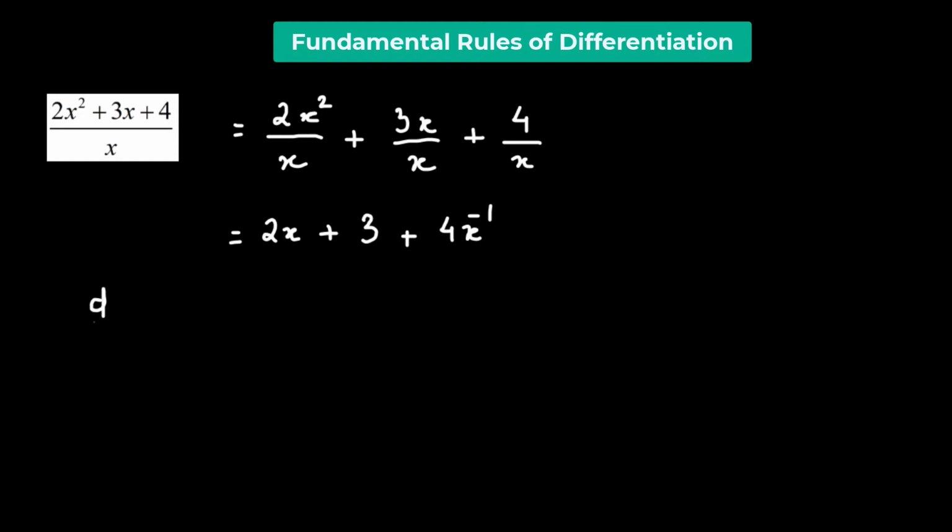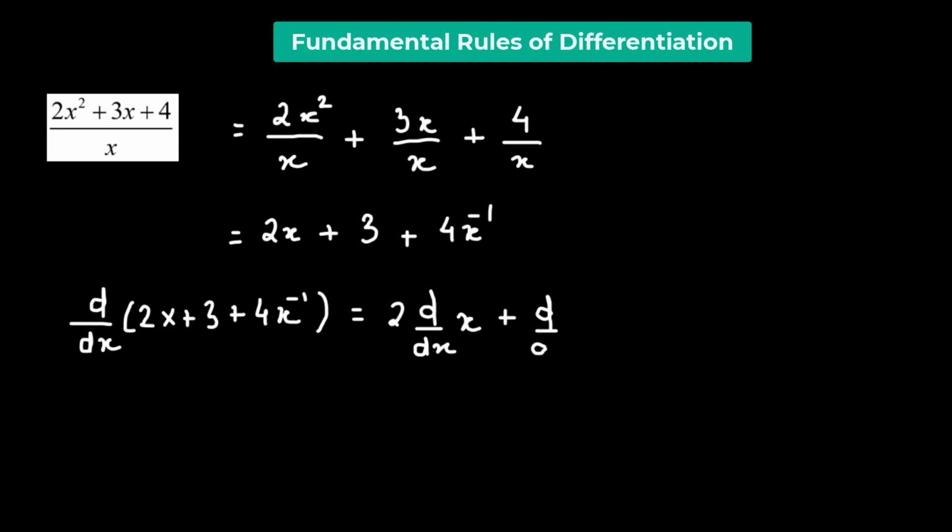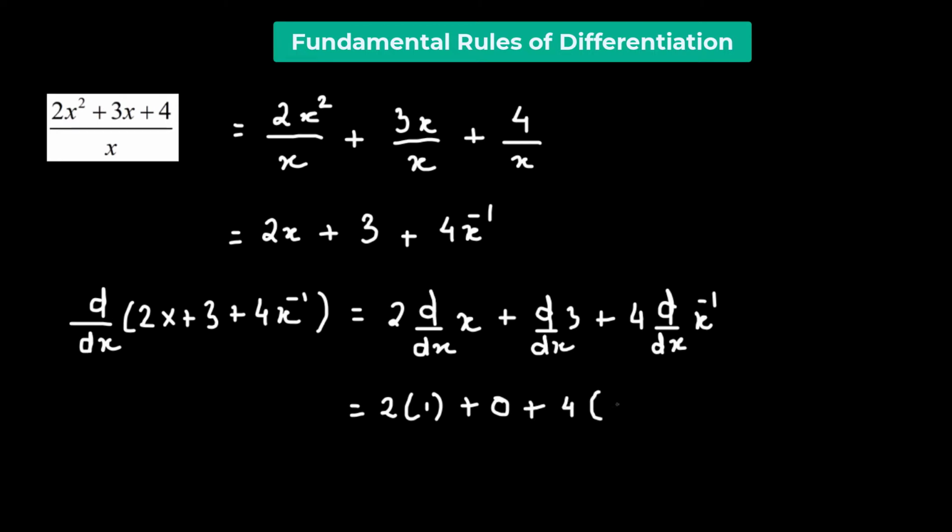Now we find the derivative. So we have d over dx of 2x plus 3 plus 4 x raised to the power of -1, which will be equal to 2 times the derivative of x, since 2 being a constant, we have taken it out of the derivative, plus the derivative of the constant 3, plus 4 times the derivative of x raised to the power of -1. So this will be 2 times the derivative of x, which is 1, plus the derivative of a constant, which is 0, plus 4 times the derivative of x raised to the power of -1, which will be -1 times x raised to the power of -1 minus 1. So we'll have finally 2 minus 4 times x raised to the power of -2. So this is going to be the derivative of our given function.